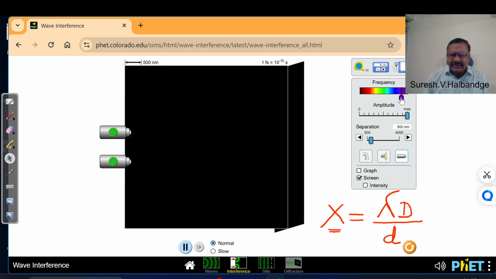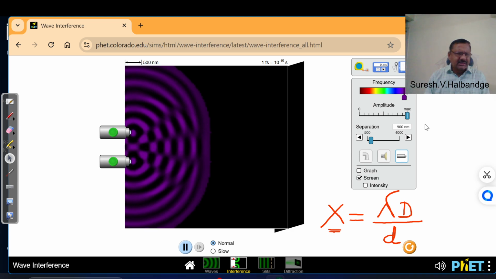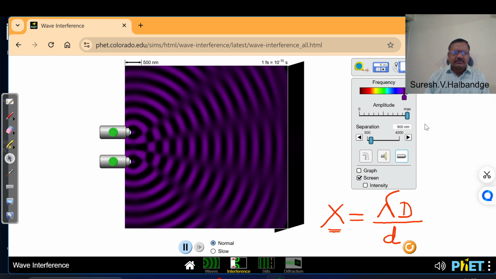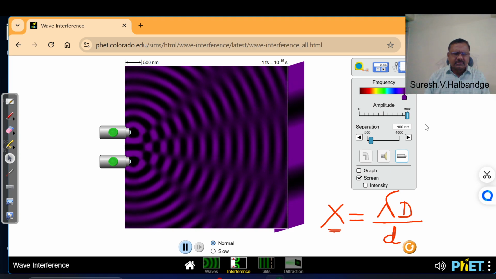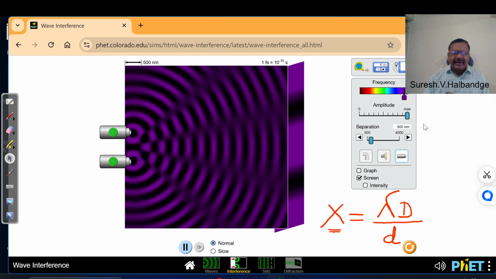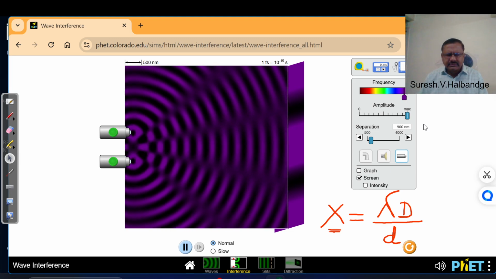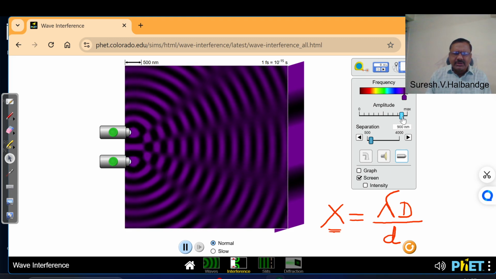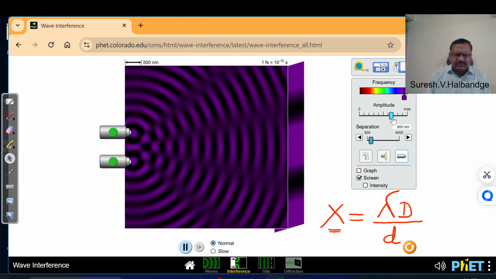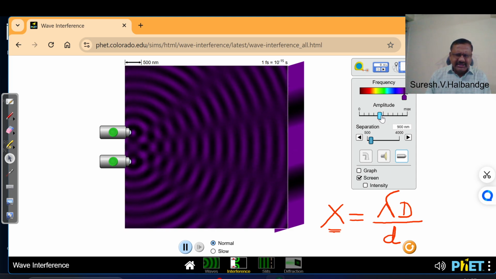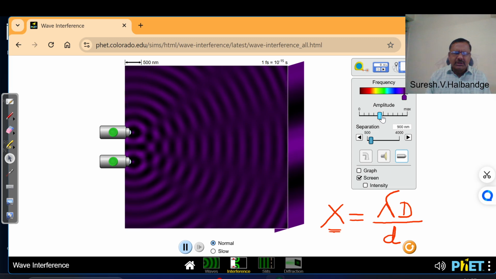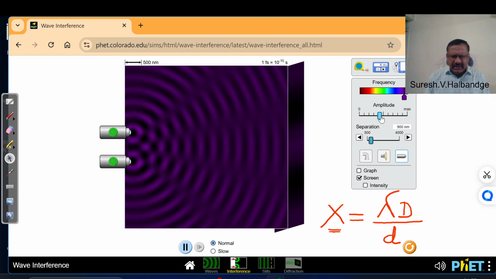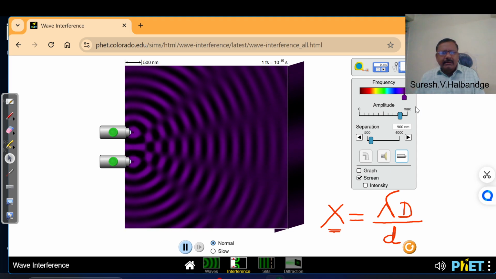Still I will decrease the wavelength. Let us see what happens. So we are getting excellent alternate bright and dark bands. Now I will try to reduce the amplitude. Let us see what will happen. Intensity, we know, is directly proportional to the square of the amplitude. So amplitude is decreased, so intensity is also decreased. Now when I increase the amplitude, the intensity will increase and we can see the clear and distinct bright bands.